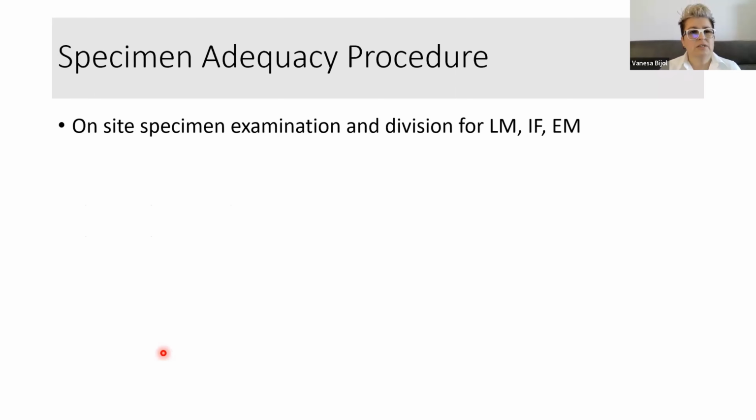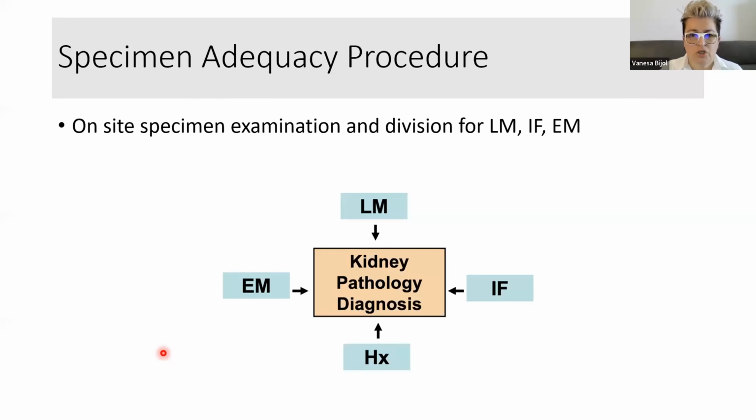So when it comes to the specimen adequacy procedure, I really think that either a renal pathologist or a histotech that is trained for evaluation of kidney biopsy specimens should be on site every time the kidney biopsy is performed. And that will help obtain the adequate tissue that we need for evaluation that, as all of you know, includes not only light microscopy, but also immunofluorescence and electron microscopy.